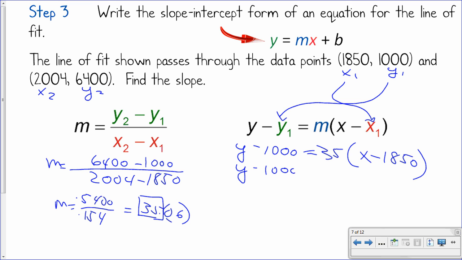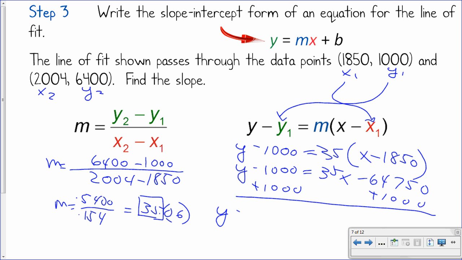y minus 1,000 equals 35x minus 64,750. What? 35 times 1,850. So you have to plus 1,000. Very good. Plus 1,000. Oh, 65,750, minus, wasn't it? Yeah. Actually it'd be 63,000. Yeah, 63,750. And this is my answer right here.